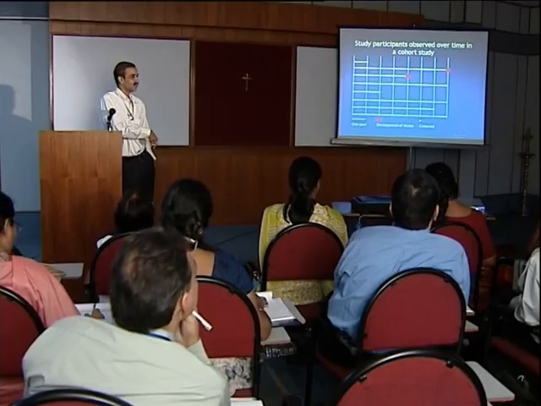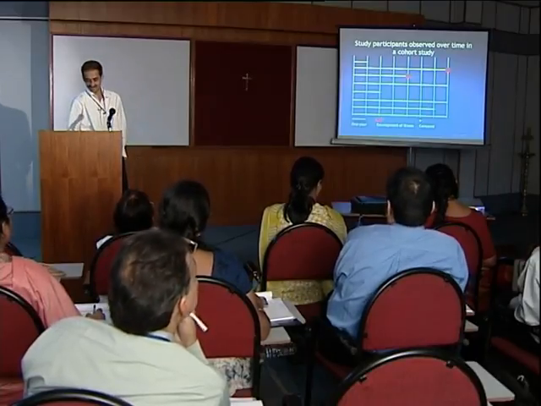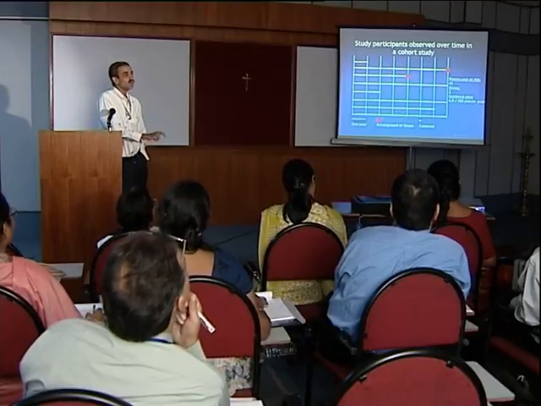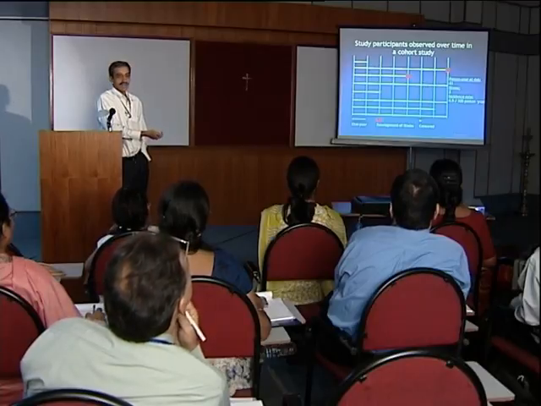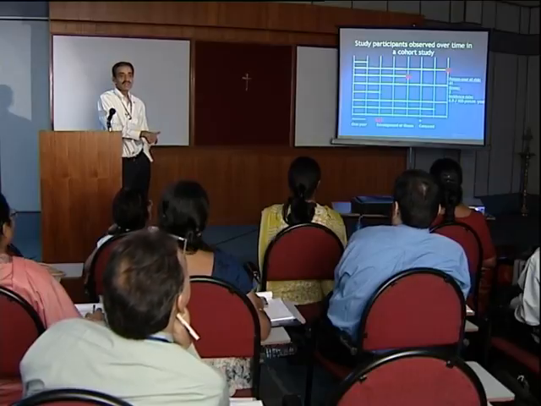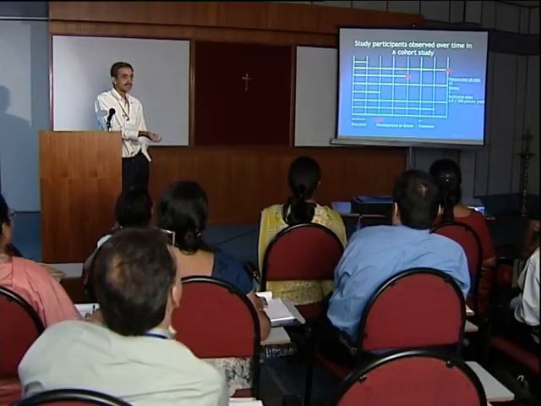Why don't you calculate actually? 2 by 41. Everybody agrees? Yes, that's correct. Total person year is 2 by 41. Total number of persons developing disease is 2. So incidence rate is 4.9 per 100 person year.